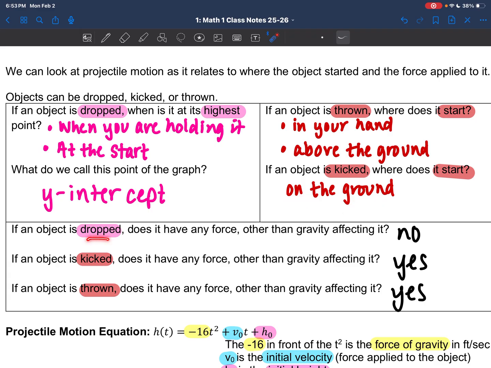So if an object is dropped, does it have any force other than gravity affecting it? No. If an object is kicked, does it have any force other than gravity? Yes, because it's how hard you're kicking it. If an object is thrown, does it have any force other than gravity? Yes, because it depends on how hard you throw it.